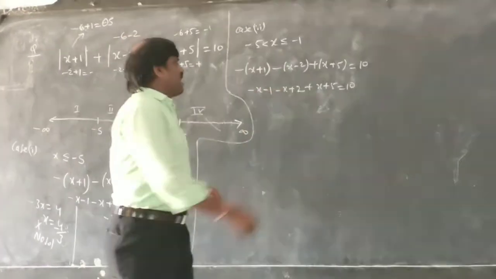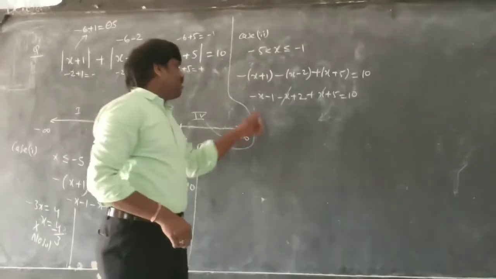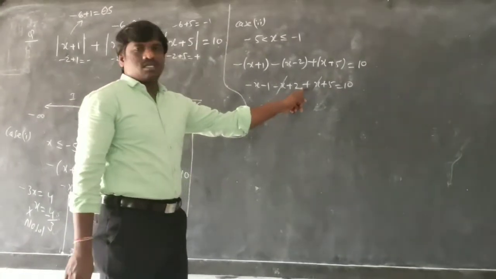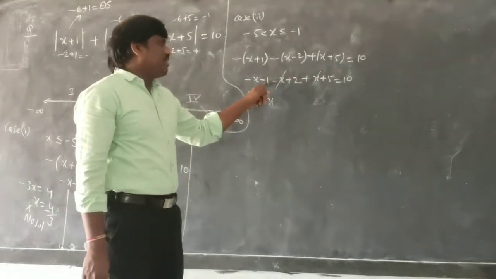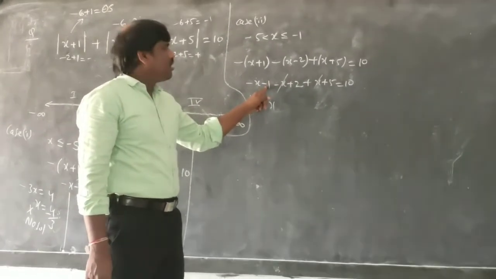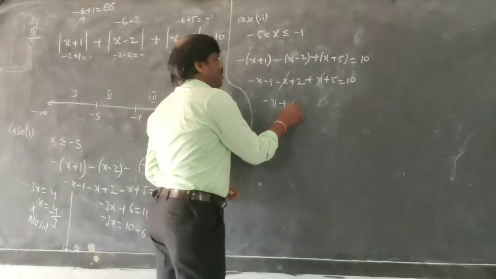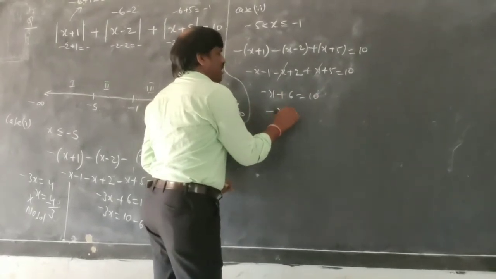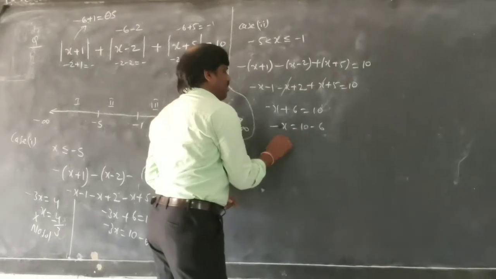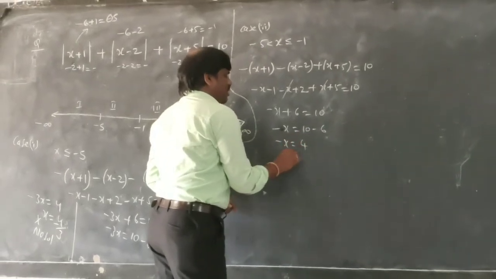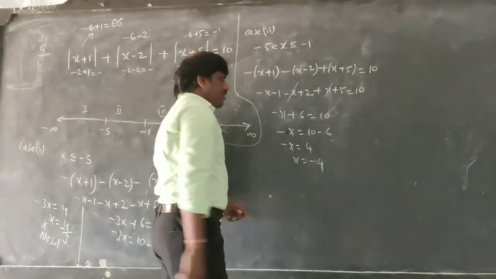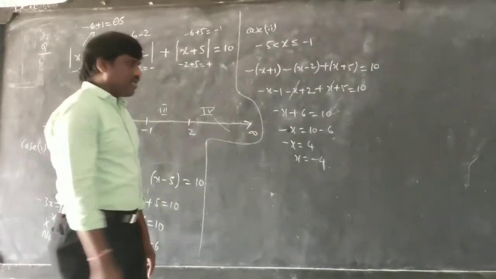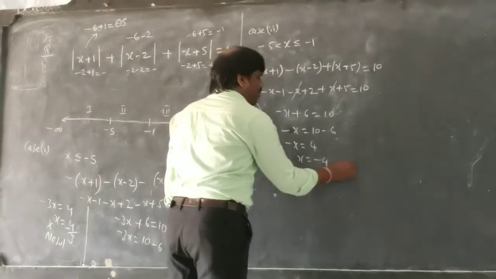So here minus x plus x cancel. What do you get here? Minus x. 5 plus 2 how much? 7. 7 minus 1 how much? 6. So plus 6 is equal to 10. So minus x is equal to 10 minus 6. Minus x is equal to 4. X is equal to minus 4. So x is equal to minus 4, is it in this branch? Yes, it is there. So this is the solution.